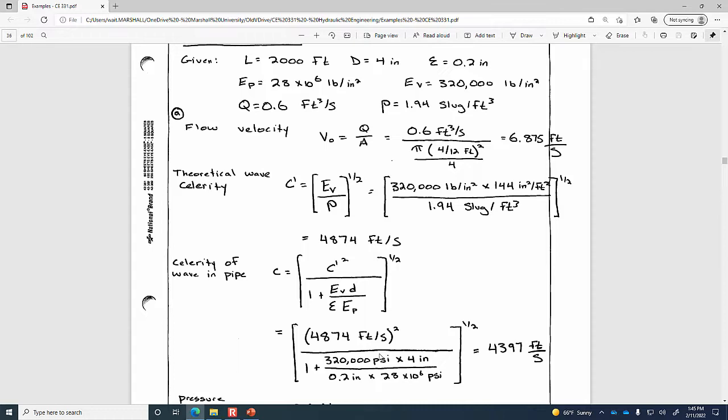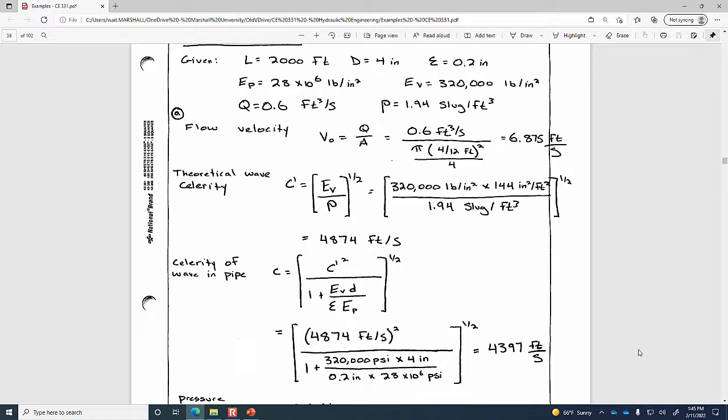By the way, you'll notice that I left PSI in the numerator and the denominator. I just left the diameter in inches, the pipe thickness in inches, and that's okay, since it's a ratio in both the numerator and the denominator.